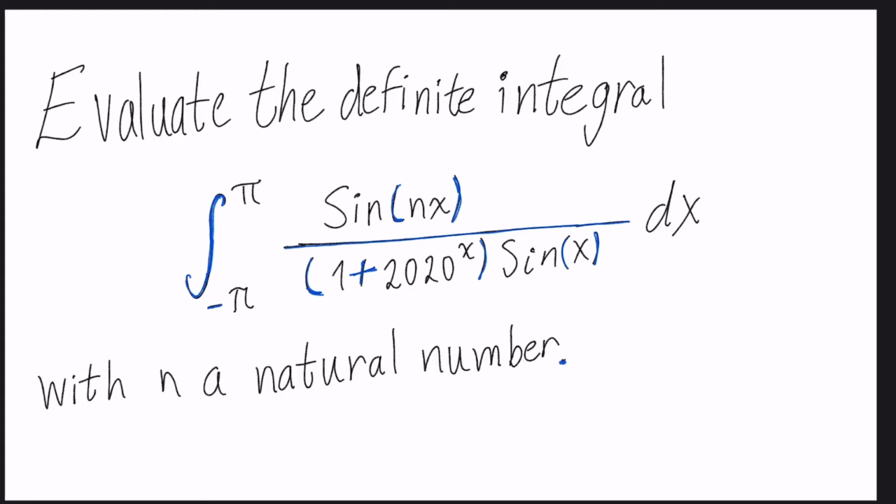Hello everyone. Today we will solve this problem related with the definite integral shown in the picture. As you can see, this integral goes from minus pi to pi of sine of nx divided by 1 plus 2020^x multiplied by sine of x. And n is a natural number.